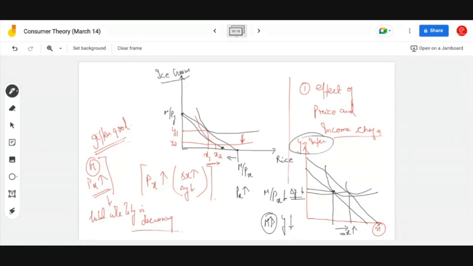Is it clear? I will share a PDF with all of these curves. Is it okay? I'll separately add a PDF with all of these things so that it's very easy to grasp. Maybe I'll add the PDF today itself with different types of indifference curves for different types of goods and all of these changes explained. Is it okay? Okay.